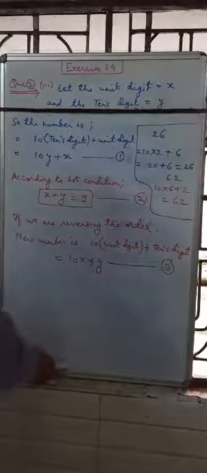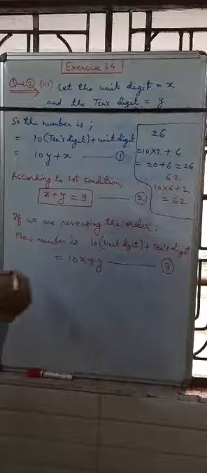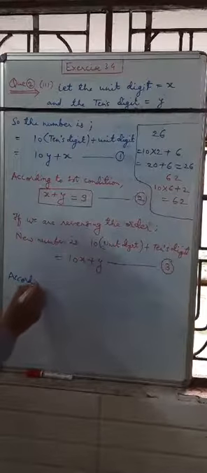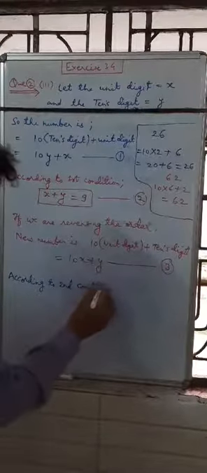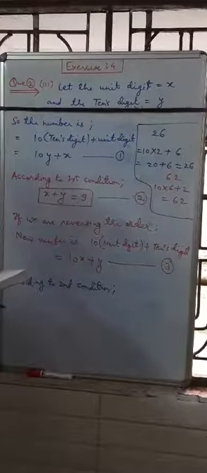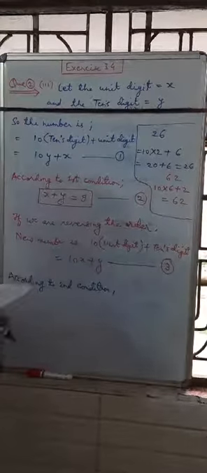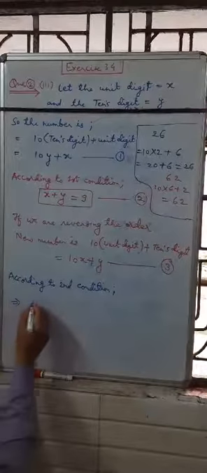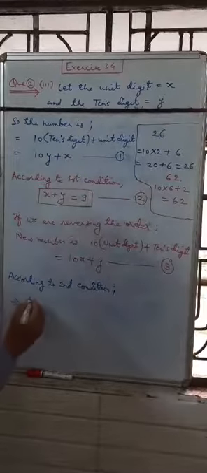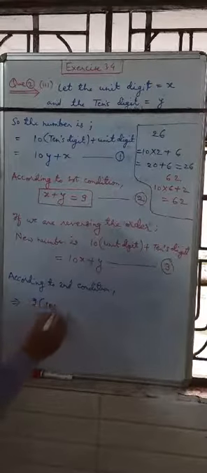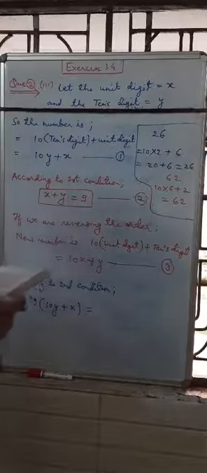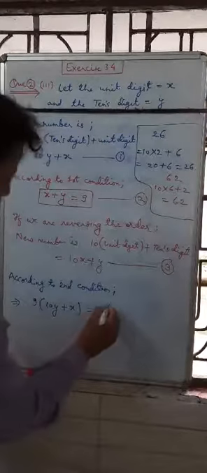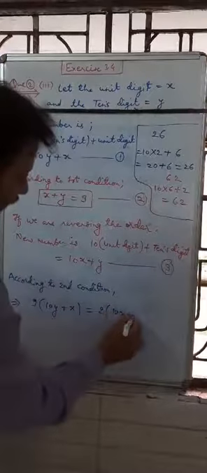So it is one more equation, equation number 3. Now according to the second condition, it is said 9 times this number is twice the number obtained by reversing the order. 9 times which number? 9 times this number, equation 1, is equal to twice the number obtained by reversing the order, 10x plus y.